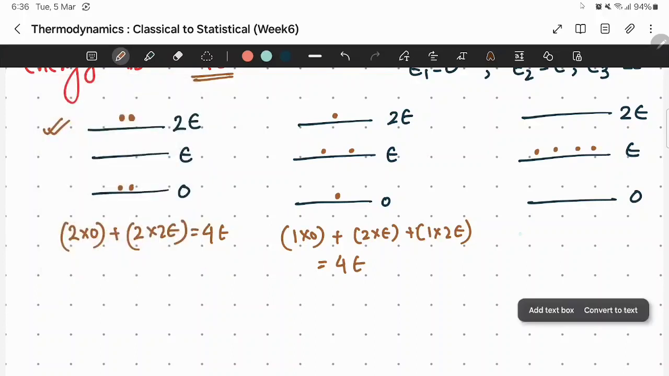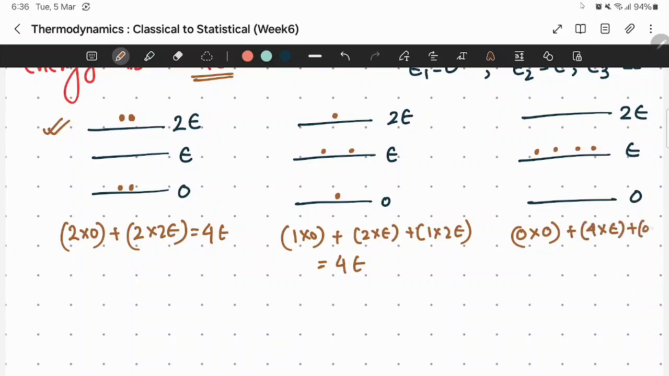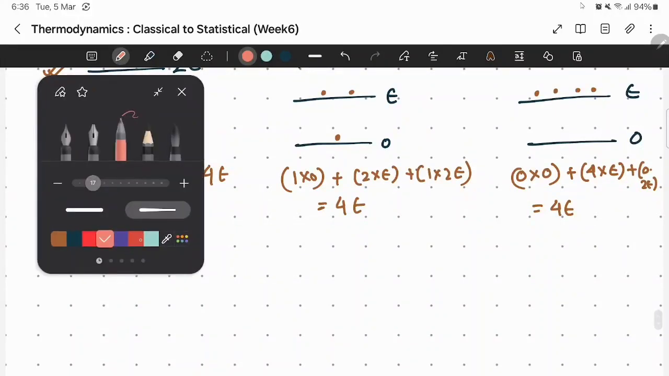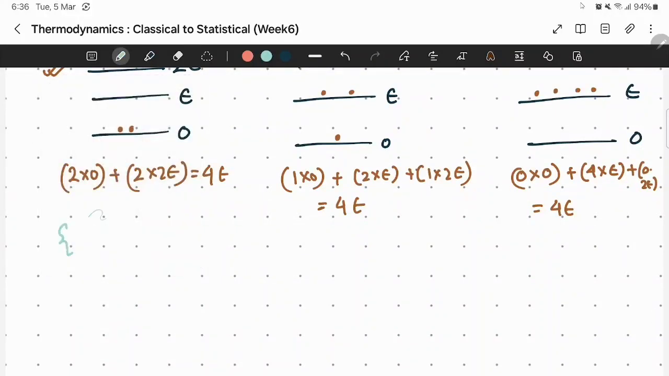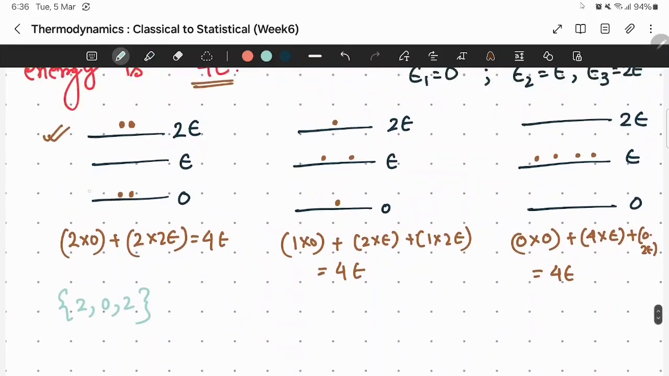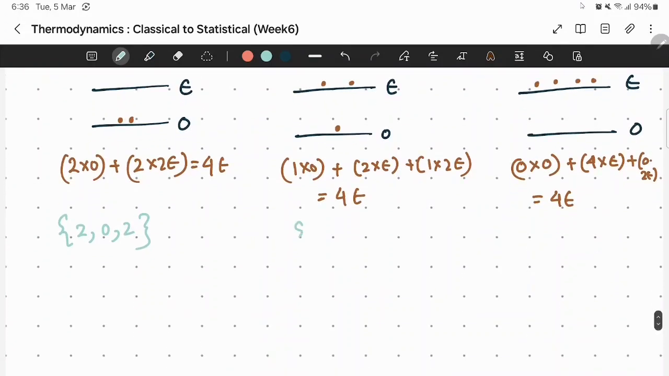So it will be 0 into 0, 4 into epsilon, 0 into 2 epsilon. So it is 4. So these three are the probable orientations. So this orientation can be written as 2 0 2. This can be written as 1 2 1, and this is 0 4 0.